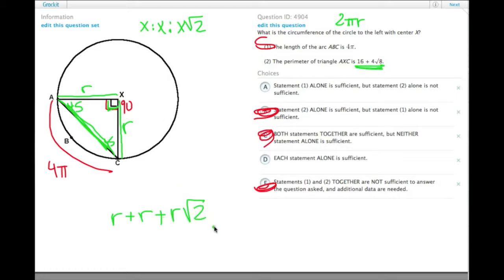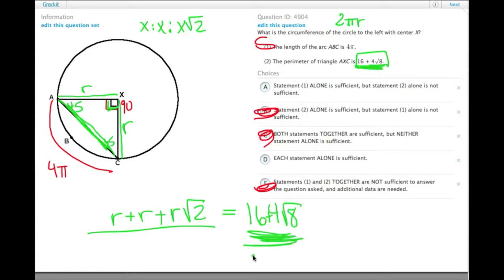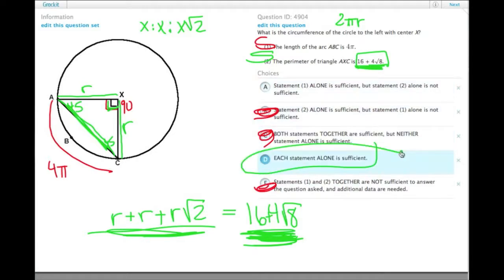It looks like it'll be ugly to convert 2r plus r times the square root of 2 to figure out what r is in this thing, but we don't have to calculate it. We just have to know that this is equal to this, 16 plus 4 times the square root of 8. This is an actual number. If you had a calculator or enough time, you could find this number and figure all of this out. It's data sufficiency, so you don't have to. You just have to know that it's one variable and a real number on the other side, so it's sufficient. Each statement alone is sufficient.